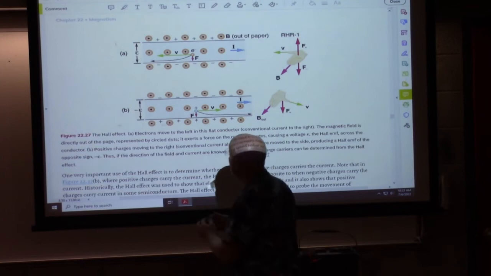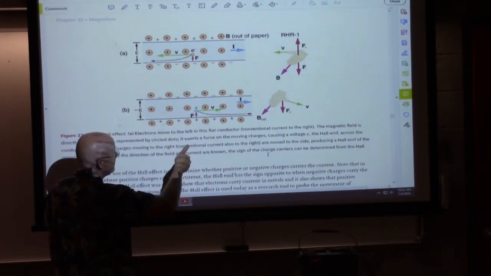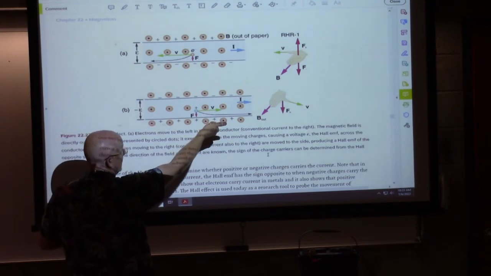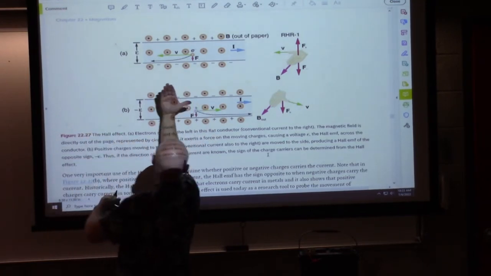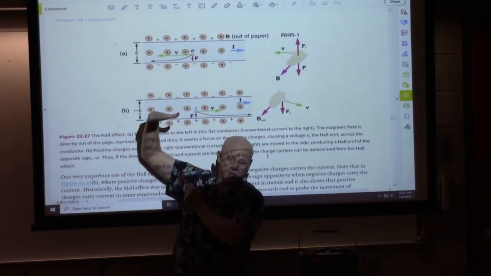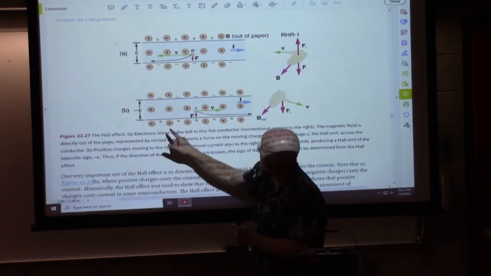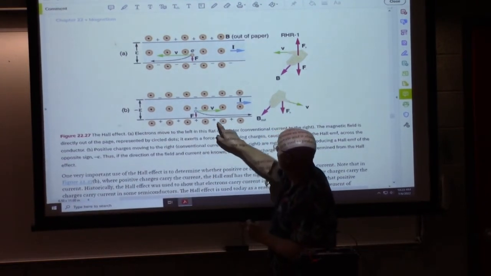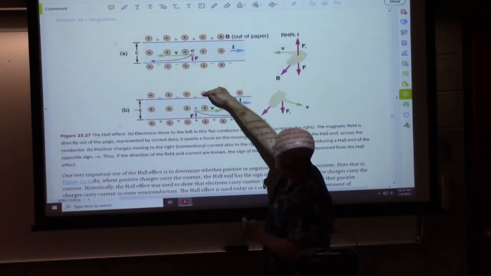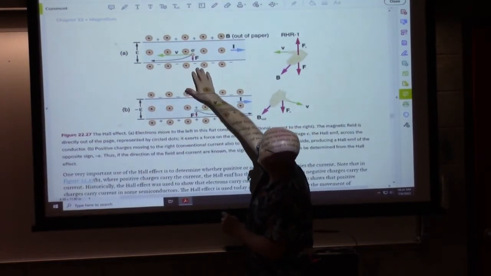If you were to take positives that are moving, I'll start there, and you put your thumb in the direction the positives are moving, and you put your fingers in the direction of the field, so these little dots are the field, the positives would be pushed down. And what would happen is the bottom of the wire would get positive, and the top of the wire would get negative. But this is the reverse.